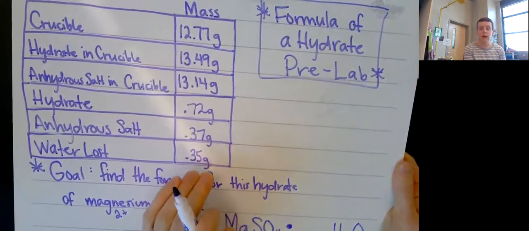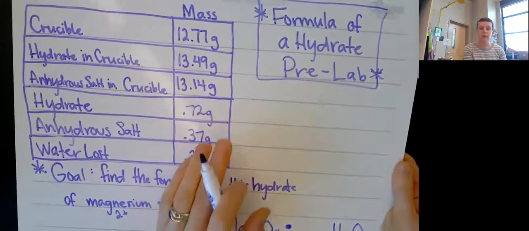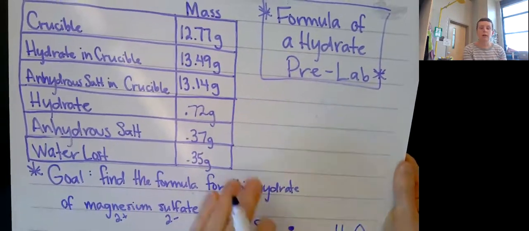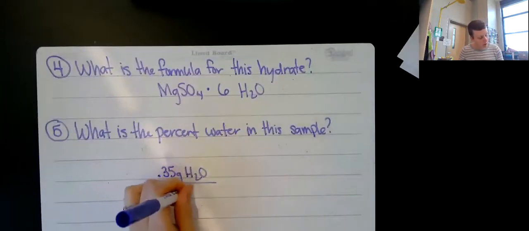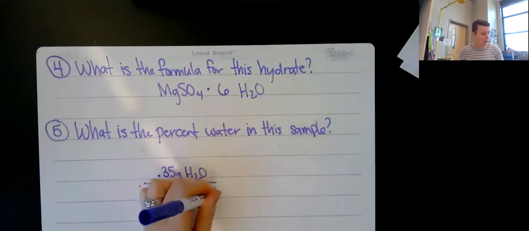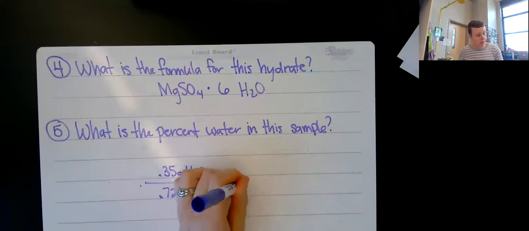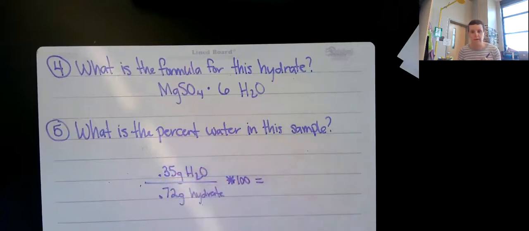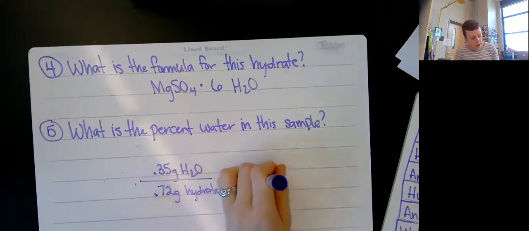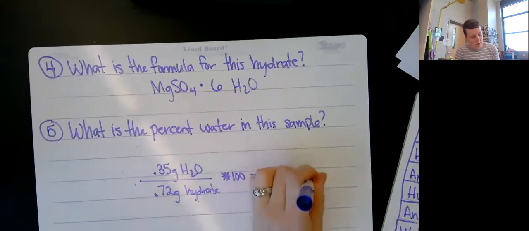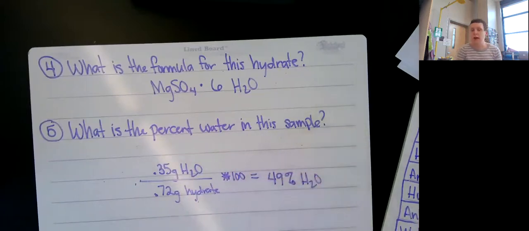If I want to find the percent composition, I need to do a piece out of the whole times 100. And the whole in this case is 0.72 grams of hydrate. I'm just going to write hydrate. Times 100. Okay, 0.35 grams of water over 0.72 grams of hydrate times 100. We only want 2 sig figs because of our data, so we have to round our answer to 49% water. So 49% of the mass of this substance is water, which is pretty cool.